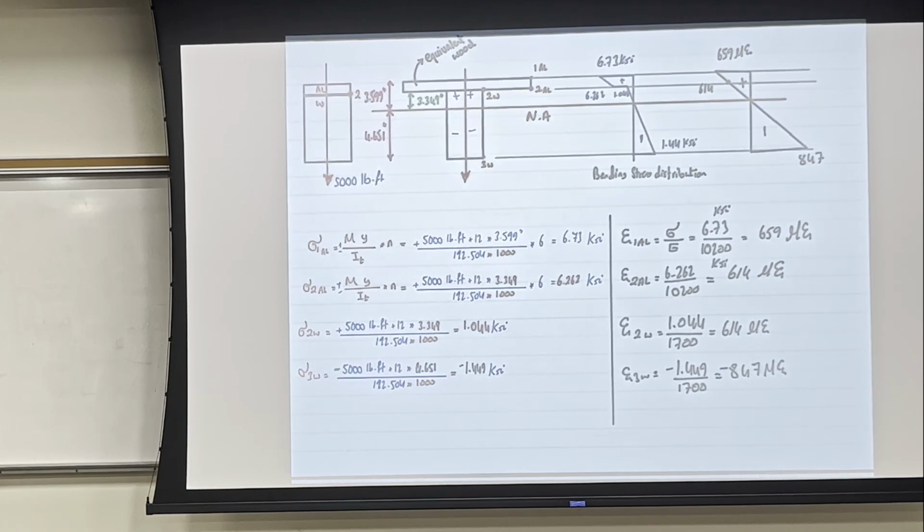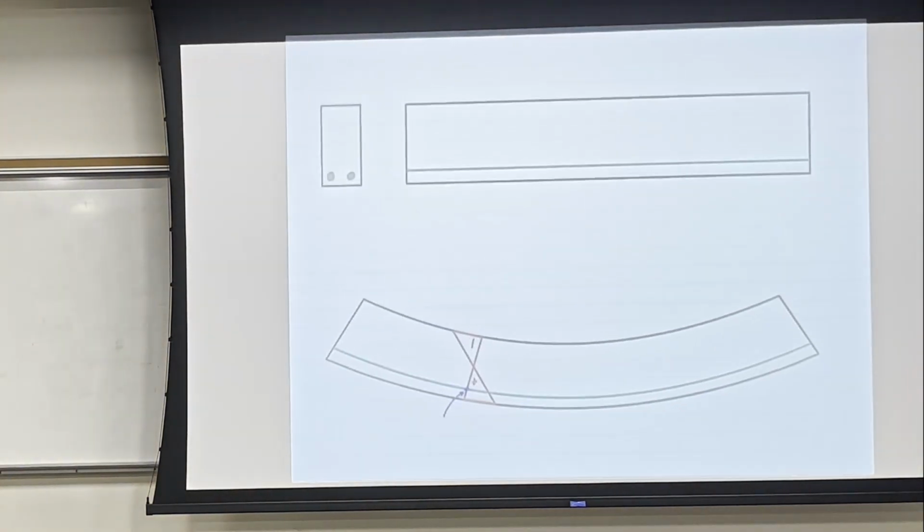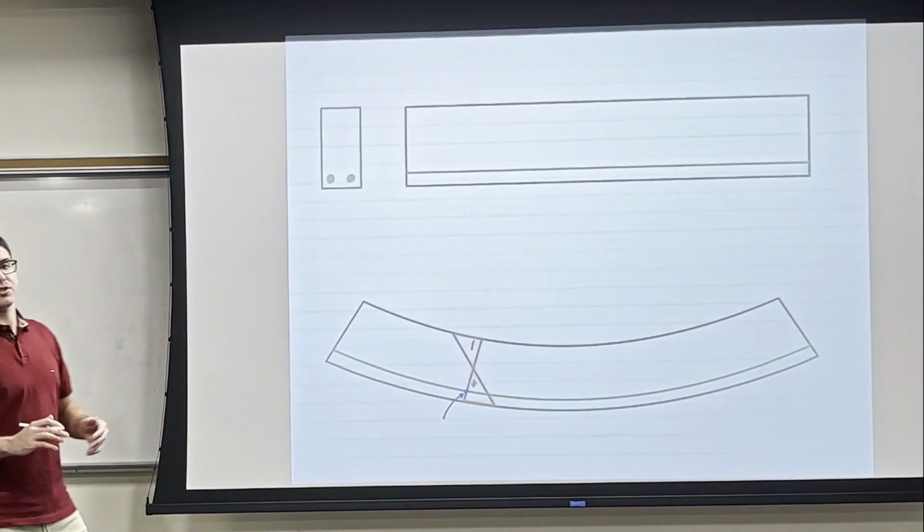Let's name this diagram, because we have multiple diagrams here, so it's important to differentiate between them. Now I have the bending strain distribution. Okay? And that's all I have, and I will see you soon.